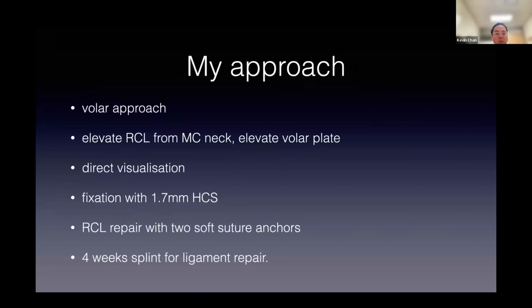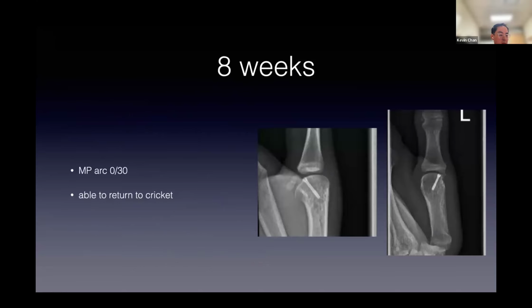So what I did was a volar approach with elevation of the radial collateral ligament from the metacarpal neck that allowed access to the volar part of the joint. Then it was pretty easy to reduce the fragment, and I held it with a headless compression screw. Then repaired the radial collateral ligament with soft tissue anchors. He had a splint for 4 weeks to allow the ligament repair to heal, and then began range of motion. And this was him after 8 weeks. His MP range was 0 to 30 degrees, which was a little less than his other side, but not too bad, and he was able to return to cricket.